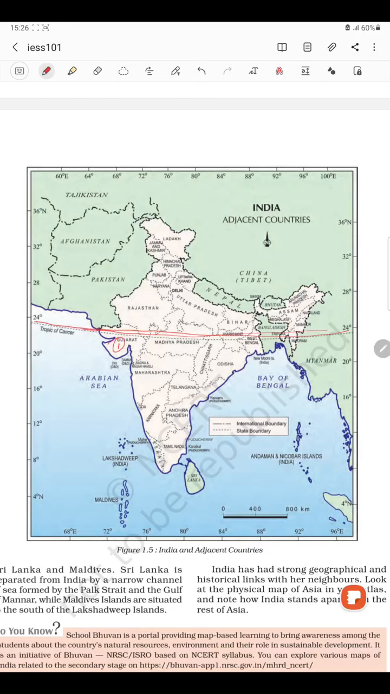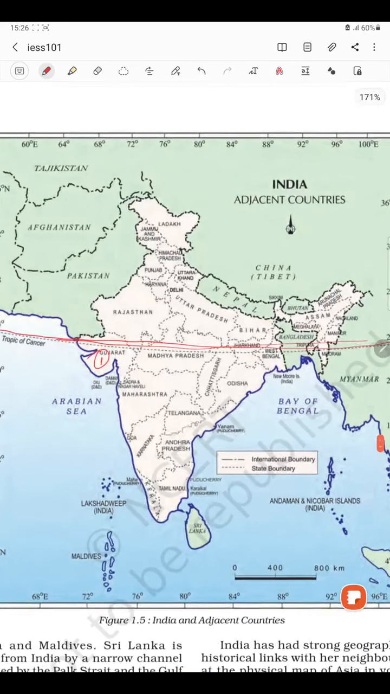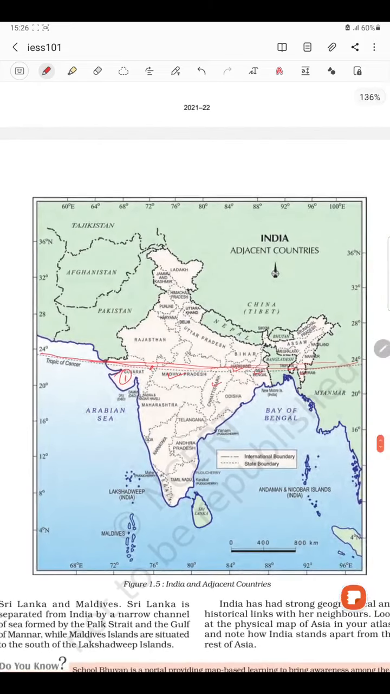First one is Gujarat. It passes through Gujarat, a very small area of Rajasthan, then Madhya Pradesh, then Chhattisgarh, then Jharkhand, then West Bengal, then Tripura and Mizoram. You can see eight states: 1, 2, 3, 4, 5, 6, 7, 8. So the Tropic of Cancer passes through eight states of India. Just memorize them: Gujarat, this small portion of Rajasthan, Madhya Pradesh, Chhattisgarh, Jharkhand, West Bengal, Tripura and Mizoram. Clear?